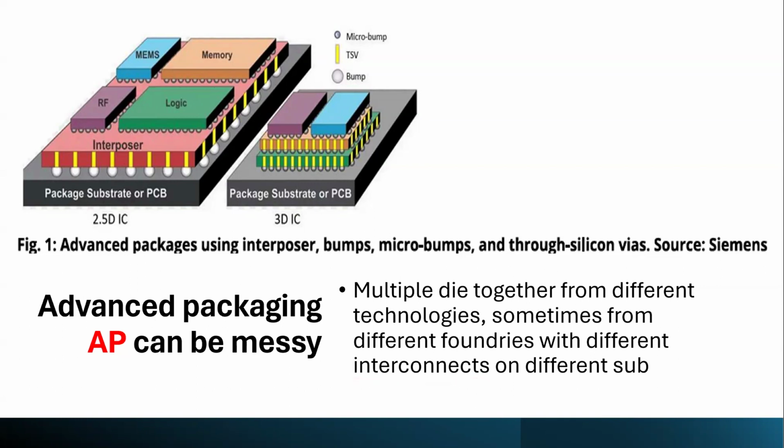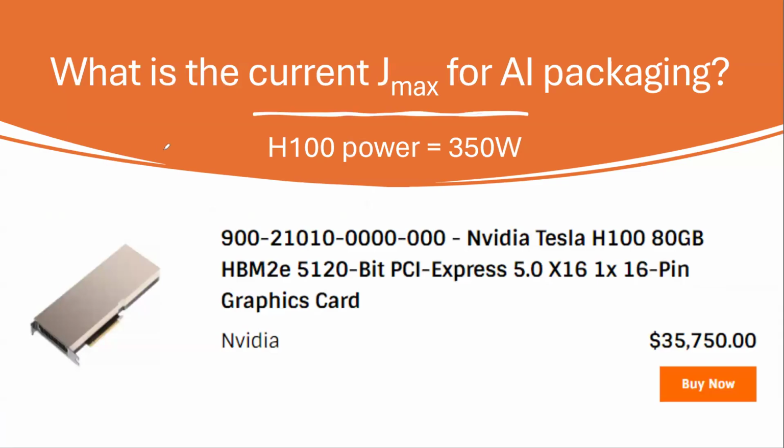And let's look at the interconnect. You're worried about the current density. So people are working on AI packaging. What is the maximum current density that should be considered?